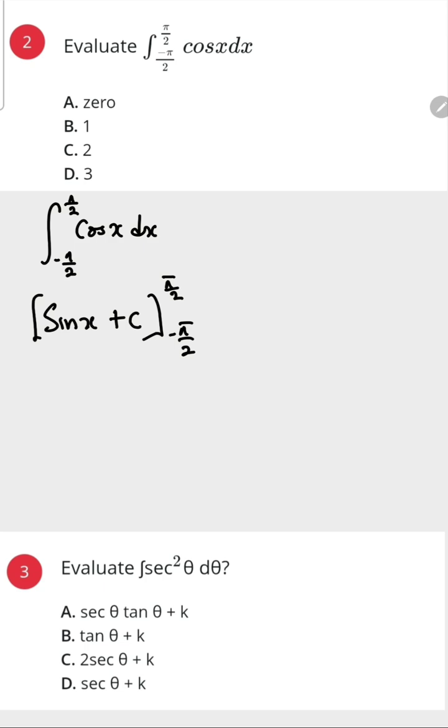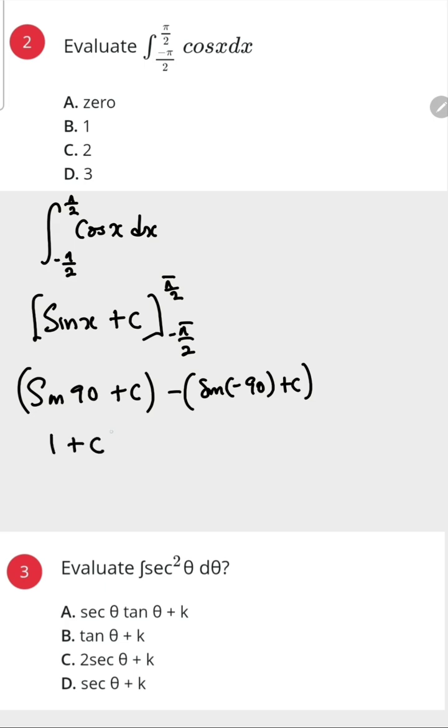Okay, now in this case, we're going to substitute. So when x equals pi by 2, that is actually 90. So just take note, they're telling you it's 90. So you're going to have sine 90 plus c, then minus sine minus 90, then plus c. That is what we have. Okay, very important. So continuing, sine 90 is actually 1, so plus c. Then you have minus into sine minus 90, which is minus 1, then plus c.